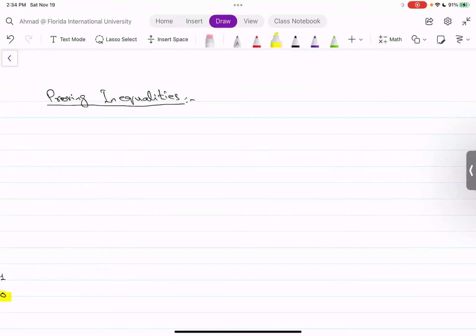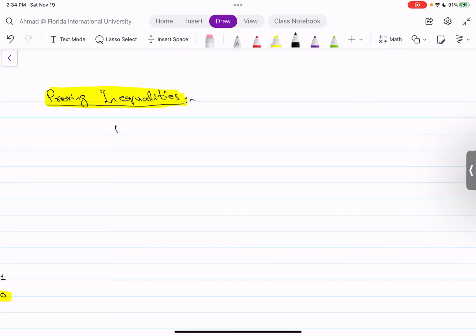Okay, now we shall see some more examples of how we can prove inequalities using mathematical induction. In our previous videos, we discussed how to prove that the left hand side is equal to the right hand side to prove our claim using mathematical induction. So in this video, we'll talk about how we can prove inequalities. I will take one example and then we'll start from there.